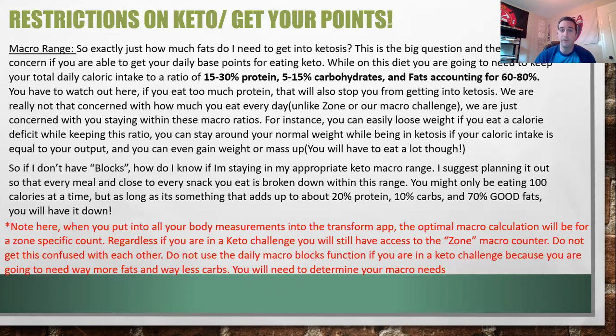You have to watch out here. If you eat too much protein, which a lot of people fall into that trap of doing in keto, they're saying, well, I'm eating all good foods. It's unprocessed. It's natural. But if you're not getting enough fat and you're getting too much protein, you're not going to get into that ketosis, that area where we want to be, where we're primarily burning fat for fuel.